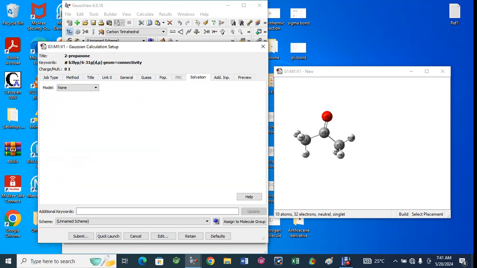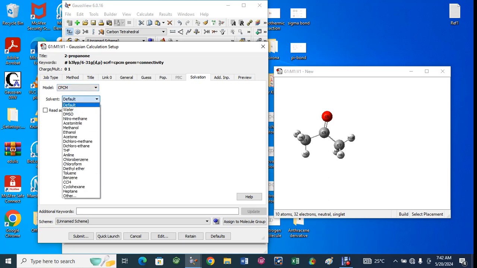Then we have the PCM, then we have the solvation. Solvation means if you want to add a solvent. When I wanted to do mine, I chose the CPCM model, and then you can select based on the choice of solvent. We have none, if you don't want to use any solvent and you want to carry out the problem in the gas phase, you choose none or default. Then IEF-PCM, SMD, IPCM models. So if I choose CPCM, I can come here and choose.